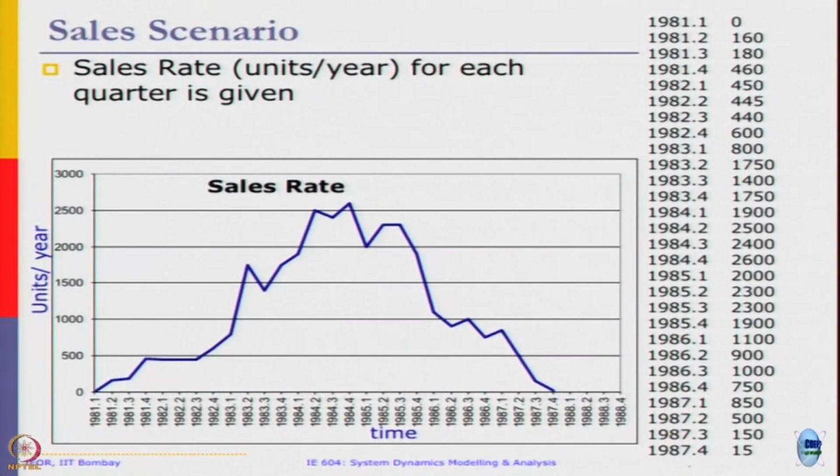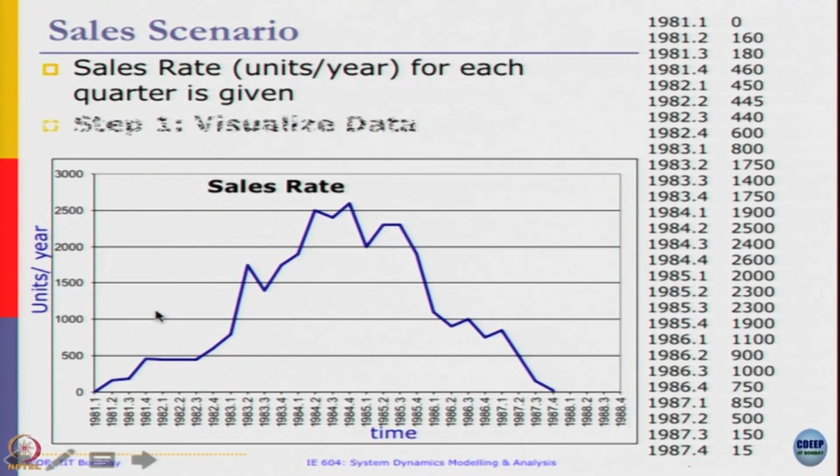Suppose the sales rate, that is the units per year for each quarter, is given in the following table. The sales record is from 1981 to 1987, quarter 1 to 4 per year, and the units per year is given, and when we plot it, we get a sales rate graph as shown here.